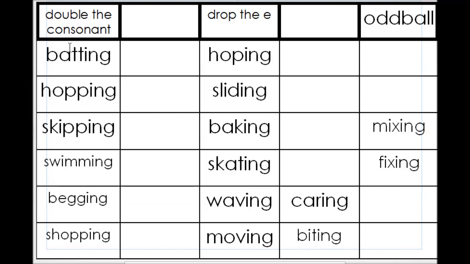Double the consonant to keep the vowel short. So when you're writing your rules, you double the consonant to keep the first vowel short. Drop the E to add ing because now the I keeps the first vowel long. It works as that magic E.